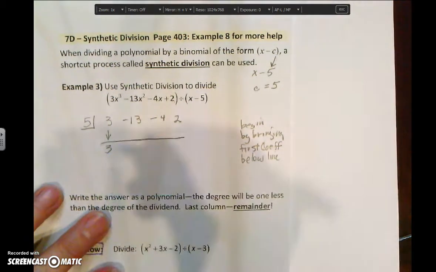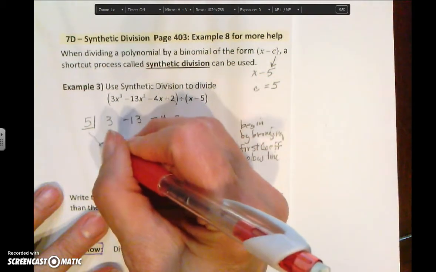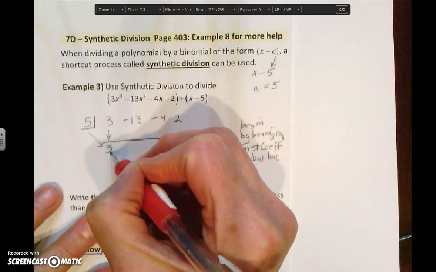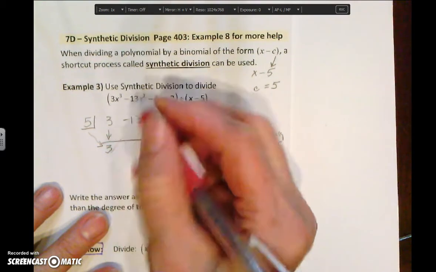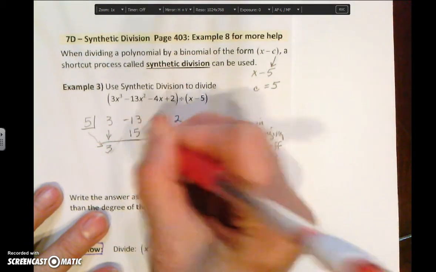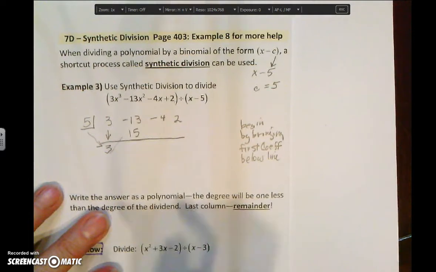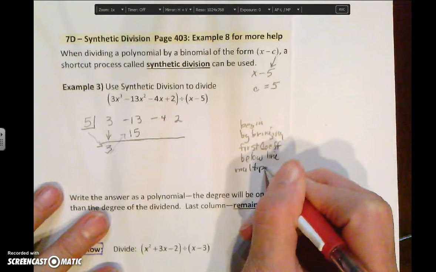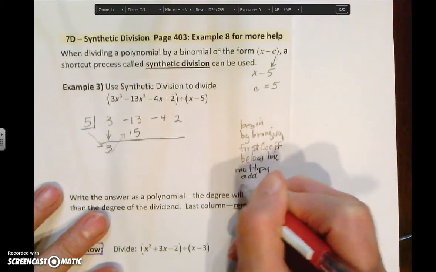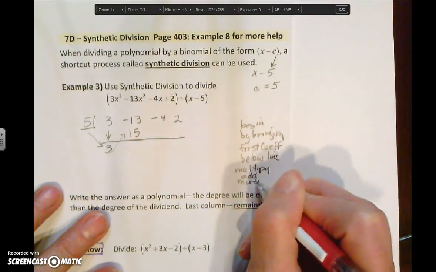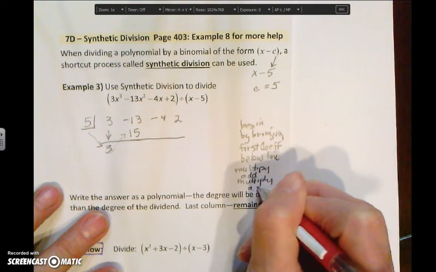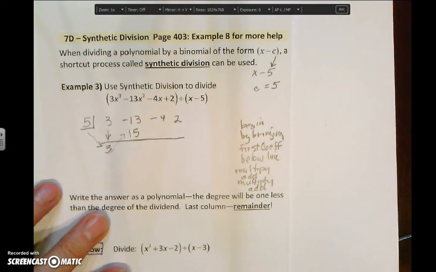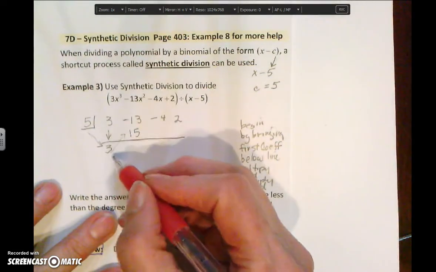Now, once I do that, then I'm going to start repeating. I'm going to multiply the 5 times the 3 and get 15, and I'm going to write it above the line underneath that second coefficient. So I multiplied. I'm going to then add. Then I'm going to multiply and then add, and that repeats over and over again. Multiply, add, multiply, add.